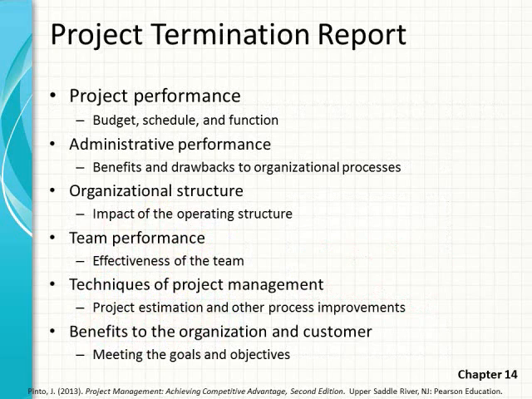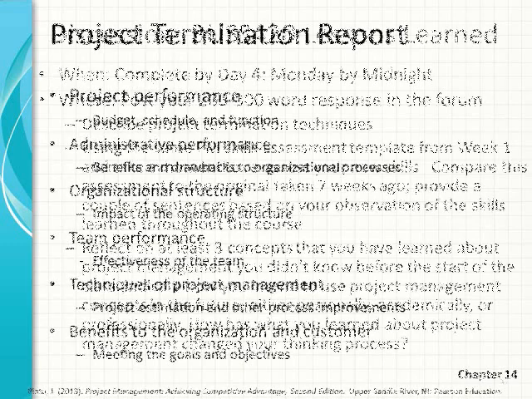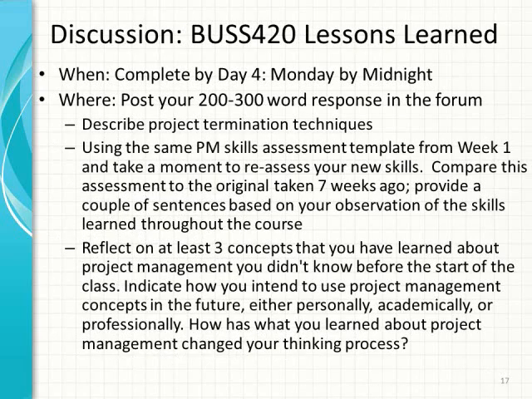Now, a project termination report summarizes the project performance in terms of the triple constraints: budget, schedule, and function. Administrative performance, organizational structure, impacts on the operating structure, for example, team performance and their effectiveness, techniques of project management and how we did in managing process and process improvements, and the benefits to the organization and the customer. Did we meet or achieve the goals and objectives of the original project? I guess that's enough for the textbook for now.